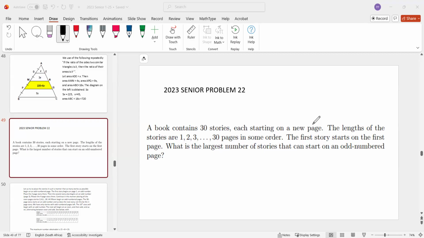Okay, the first story starts on the first page. Let's just call it story 1. Starts on the first page. And what is the largest number of stories that can start on an odd numbered page? So you want a story to start on an odd number. So the first story starts on an odd numbered page, page 1. How many other stories start with an odd numbered page?